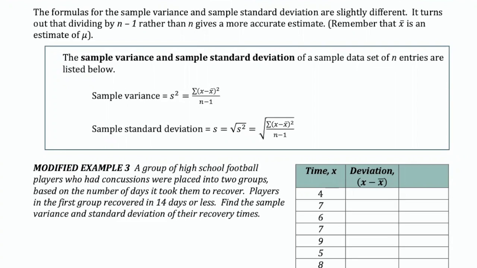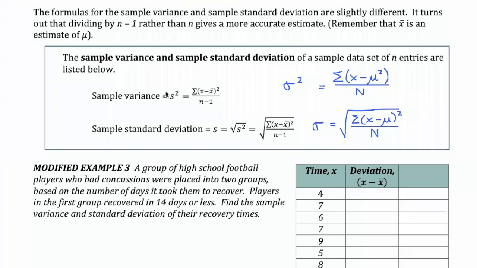The next topic we're going to talk about is the sample variance and sample standard deviation. So what do you do if your data represents only a portion of a population? The formulas are similar, but slightly different. Next to the sample versions, I've written the population versions. And let's begin with sample variance.